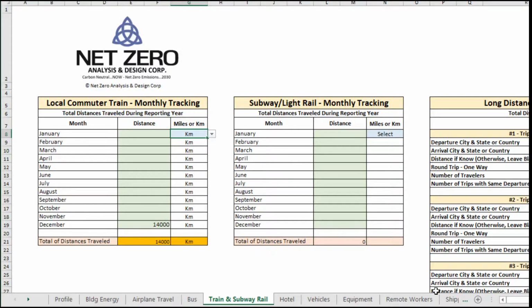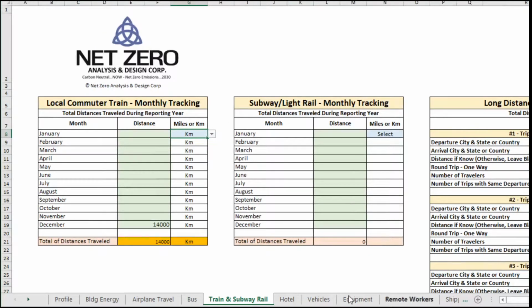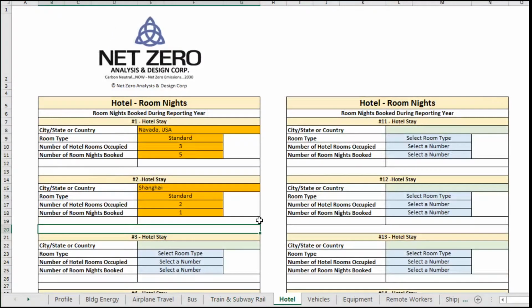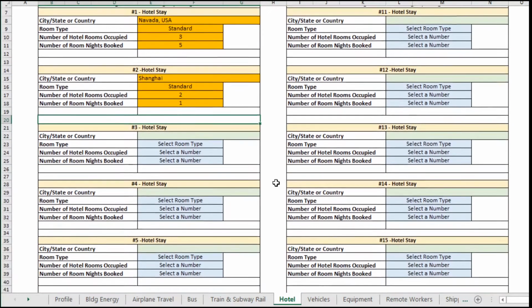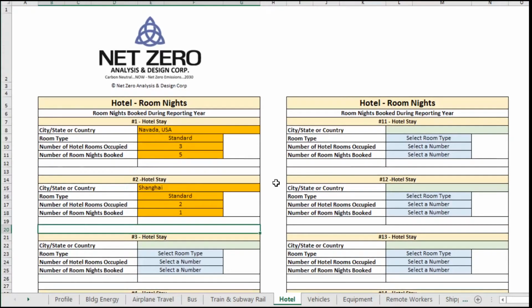Local, subway, and long-distance train travel is recorded in this section. And for our business, they recorded 14,000 kilometers of local commuter train travel for 2019. There were 17 hotel room stays recorded, and those were generated from the Nevada and Shanghai trips. And additional areas are available for recording more hotel room stays.